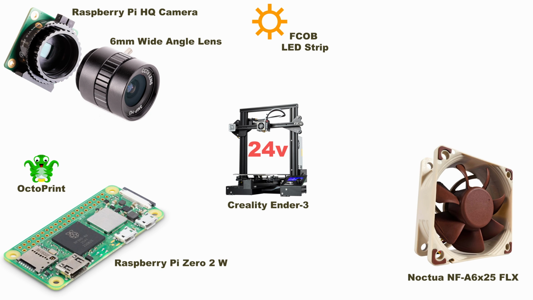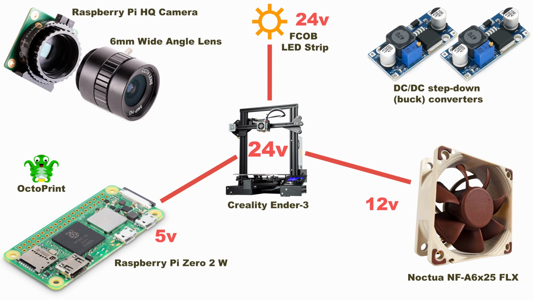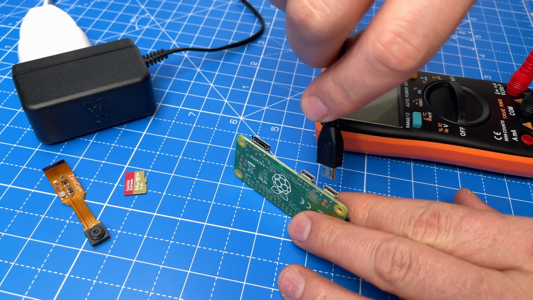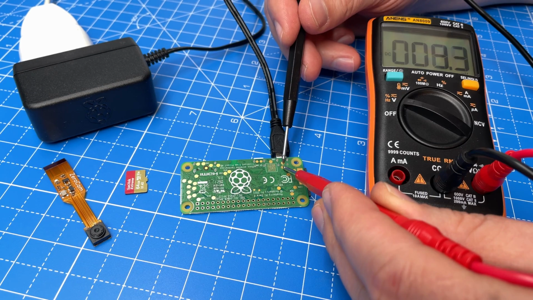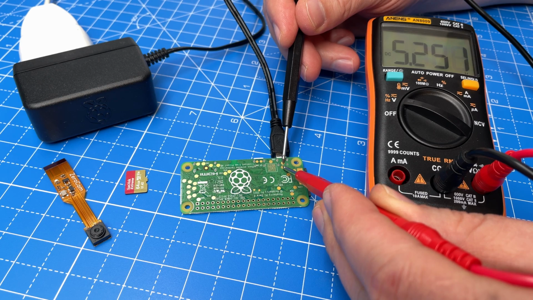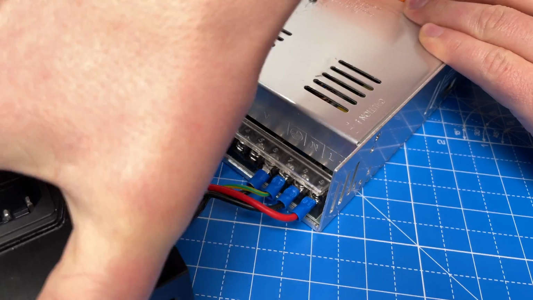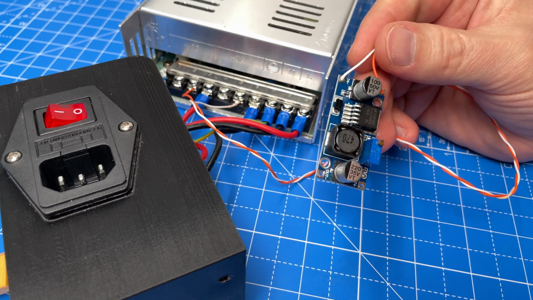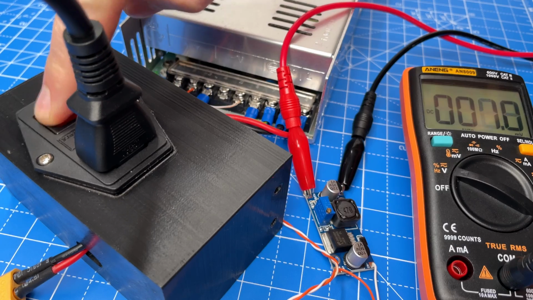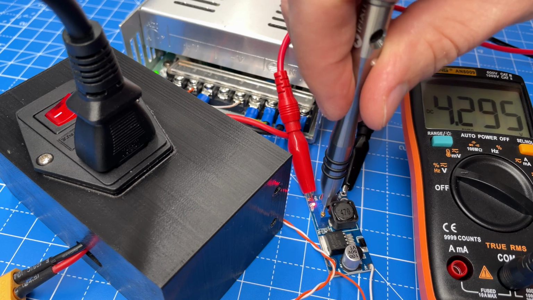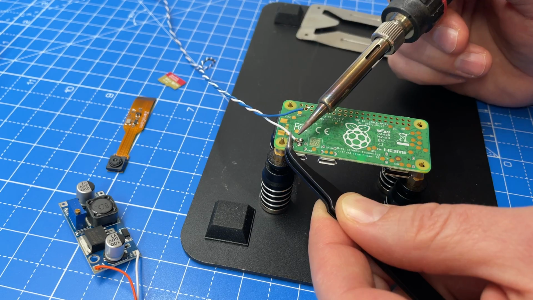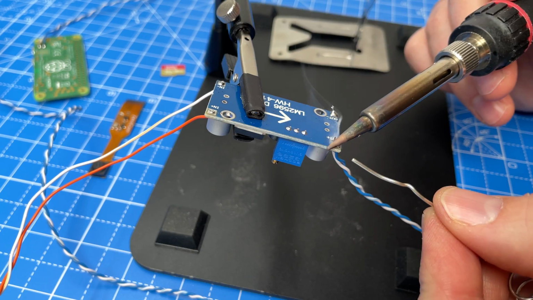This 3D printer has 24 volt power supply. I'm using 2 step down converters to connect 5 and 12 volts. On Raspberry Pi, I can use these contacts to solder power directly. With this step-down converter, voltage can be adjusted for Raspberry Pi. Now I can solder Raspberry Pi and step-down converter.